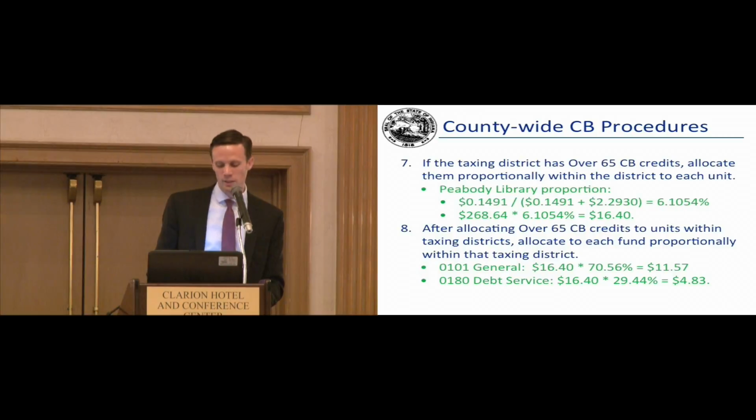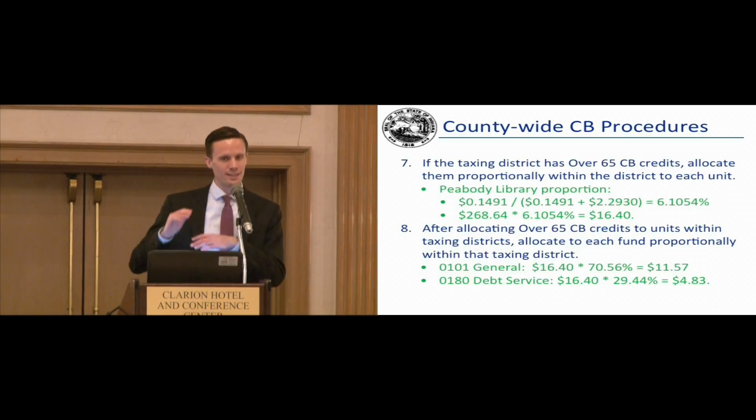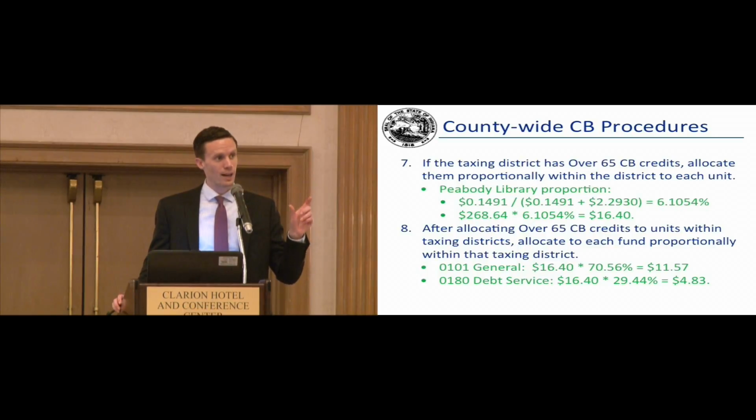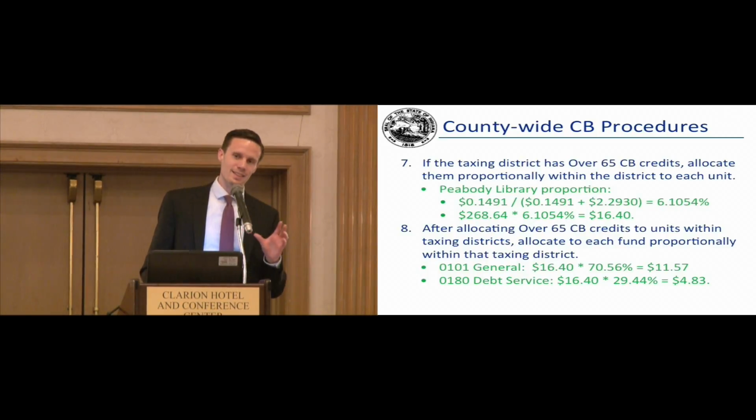So for Peabody Library, we're going to figure out what its proportion of the taxing district's total tax rate is. Just a moment ago, when we added the two funds together, we arrived at this 14.91 cents. If we divide that by the total taxing rate for the district, that's the second green line I have here, we're taking that fraction. The numerator is Peabody Library's total rate. The denominator is the rate for all of the units within that taxing district. We identify that Peabody's total rate is contributing 6.1% of the taxing rate for that tax district.